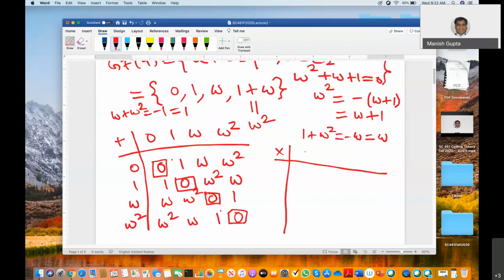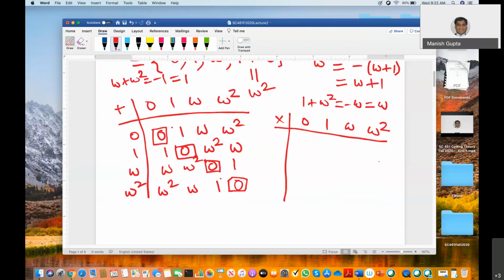Similarly, I can make a table for multiplication. Multiplication: 0, 1, omega, omega square, along both axes. So 0 into 0 is 0, 0, 0, 0, then 0, 1, omega, omega square. Omega into 0 is 0. Omega into 1 is omega. Omega into omega is what? Omega square. Can you answer me, what is omega cube?